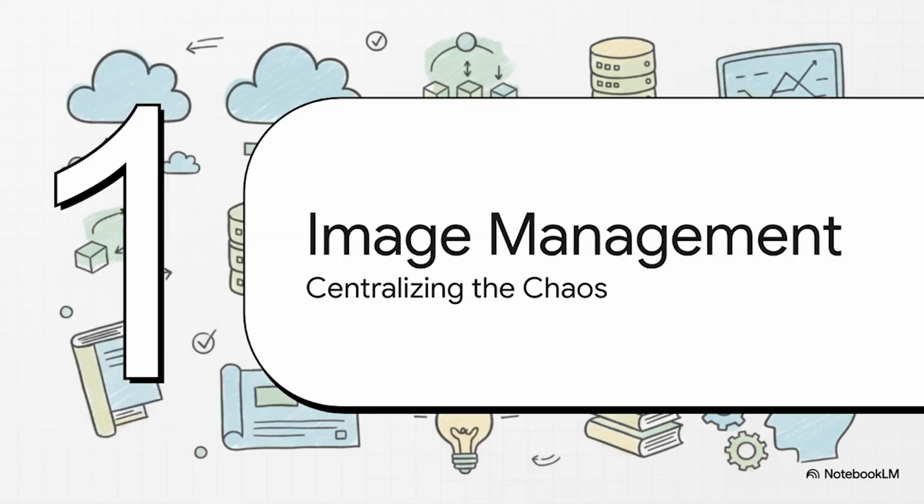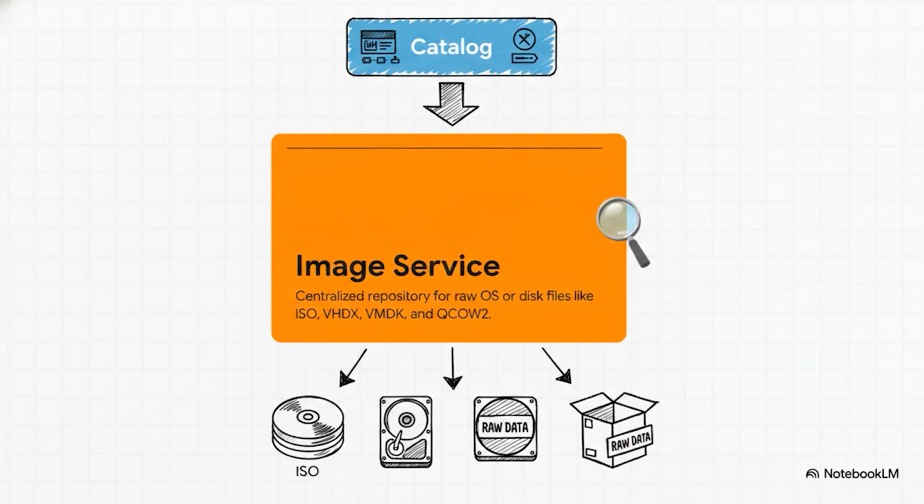Section 1. Why image management matters. Centralizing the chaos. Seriously, by centralizing management through Prism Central, Nutanix basically turns what used to be multi-cluster chaos into a beautifully streamlined, single pane of glass operation. Now, to nail this exam, you absolutely have to separate these two concepts in your head, the image service and the catalog. The image service, that's your foundation.